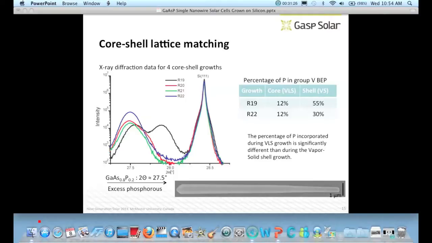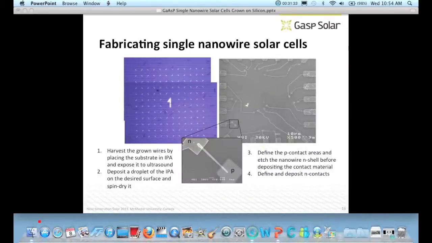So when we want to contact it, basically we harvest all the nanowires. We take a piece of the growth substrate, put it into isopropanol and give it some ultrasound. So you break off all these nanowires and they float around in the IPA, and then you take a droplet of this IPA and deposit it on the substrate where you want to have your individual nanowires. And this is an optical image of such.